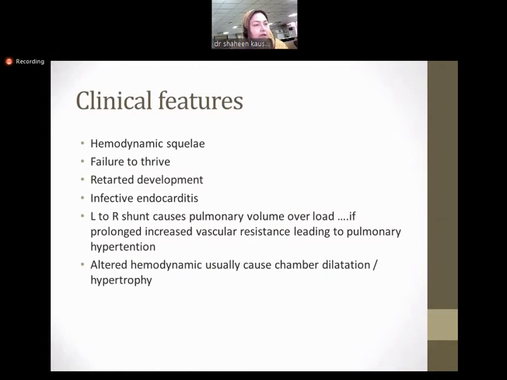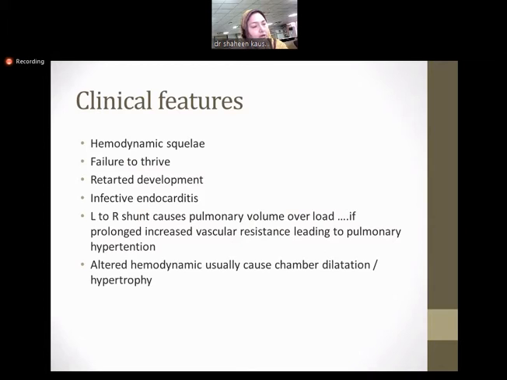The main clinical features are due to the hemodynamic sequelae. There is failure to thrive because of hypoxia, retarded development, and infective endocarditis. Left to right shunt causes pulmonary volume overload. If this volume overload is prolonged, it may lead to increased vascular resistance, leading to pulmonary hypertension.